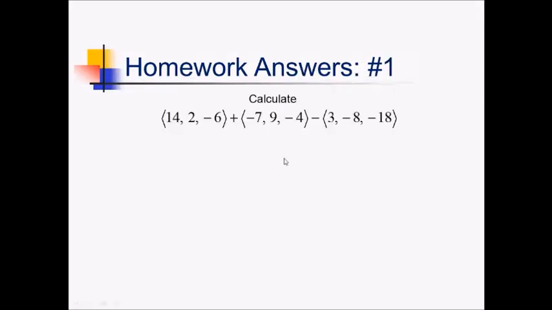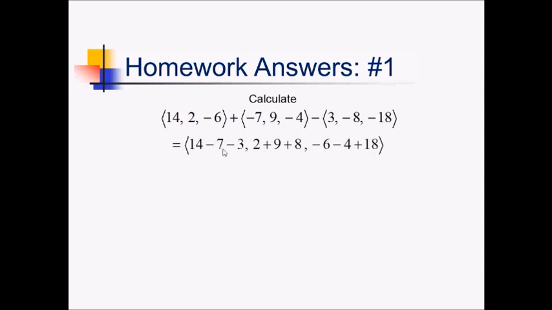On this problem, we're trying to combine these three vectors that are all three-dimensional. So we're just going to go through and figure out what's happening with the x, y, and z values independently of each other. So for x's, we've got 14 minus 7 minus 3. This is just all the x values together. Now for the y values, we've got 2 plus 9 minus negative 8, so plus 8. And then finally for these z values, we've got negative 6 minus 4 and then minus negative 18, so plus 18. Let's go through and calculate each of these.